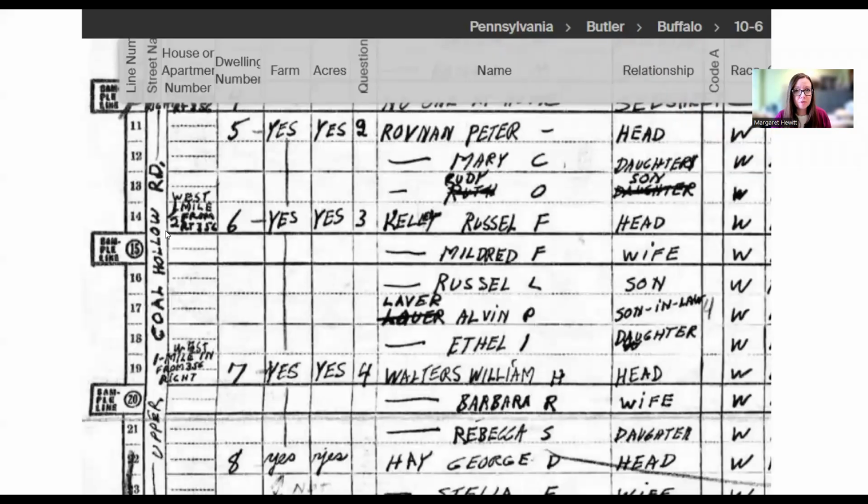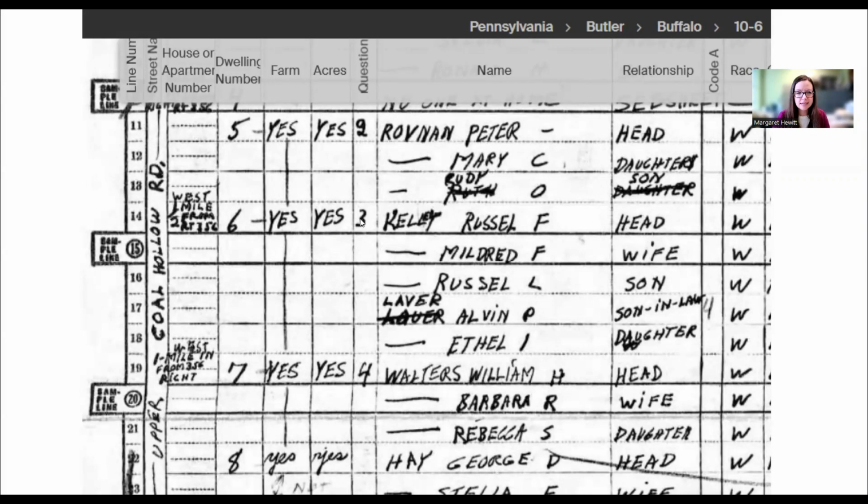Let's look at another example from a more rural location. These are folks who were enumerated in Buffalo Township in southern Butler County. Looking at the street, we can see that they live on Upper Coal Hollow Road, but we don't have a traditional house number. Instead, we have a description that the census taker has filled in to help us find the house. In this example, Russell Kelly's home is west half a mile from Route 356 on Upper Coal Hollow Road. He was the 6th family that was visited. Yes, it's a farm, and yes, it's more than 3 acres.